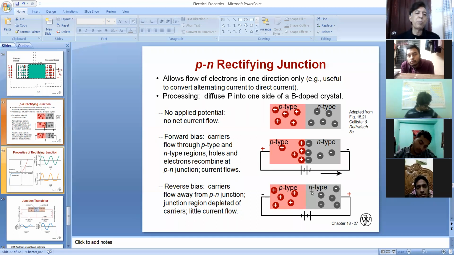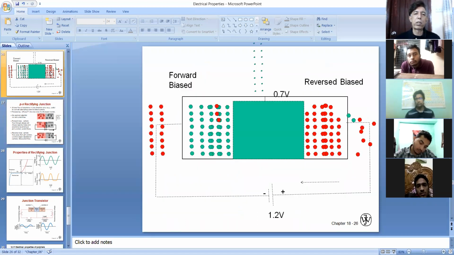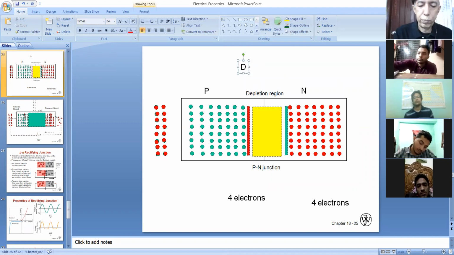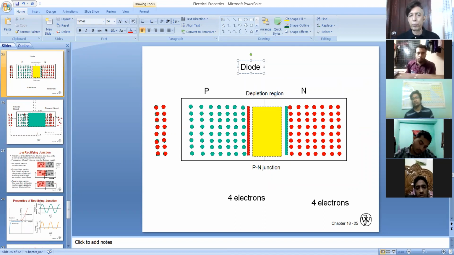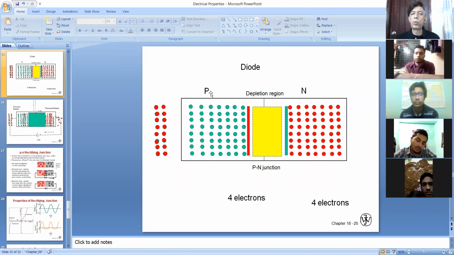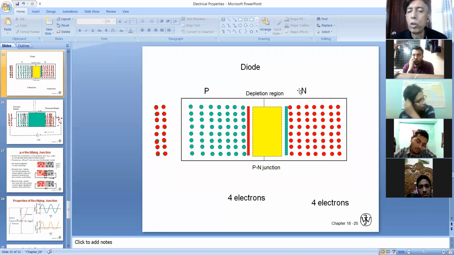So these PN junctions are known as diode. Why is this called diode? Because one P and one N are joined together, so it is called diode.